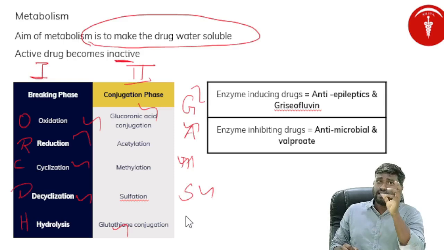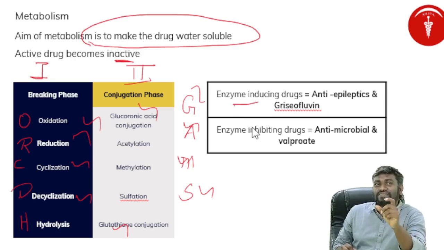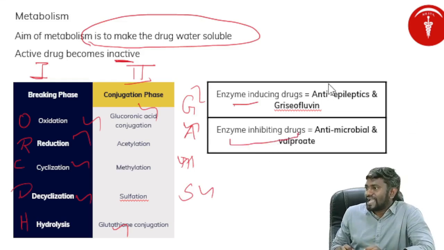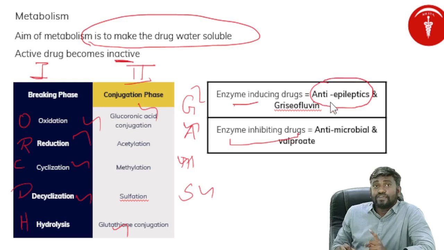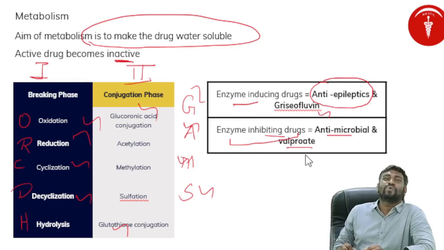Very good. There are two terms you have to remember, that is enzyme inducing drugs and enzyme inhibiting drugs. The enzyme inducing drugs are the anti-epileptics, which we will discuss in detail very shortly, and griseofulvin. The enzyme inhibiting drugs are the antimicrobials and valproate.